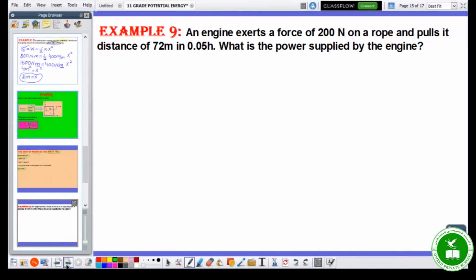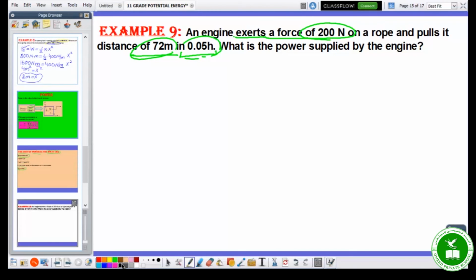Now let's solve some examples. An engine exerts a force of 200 Newton on a rope and pulls it a distance of 72 meters in 0.05 hours. What is the power supplied by the engine? One engine we have, and it applies a force of 200 Newton and pulls it by 72 meters within 0.05 hours.